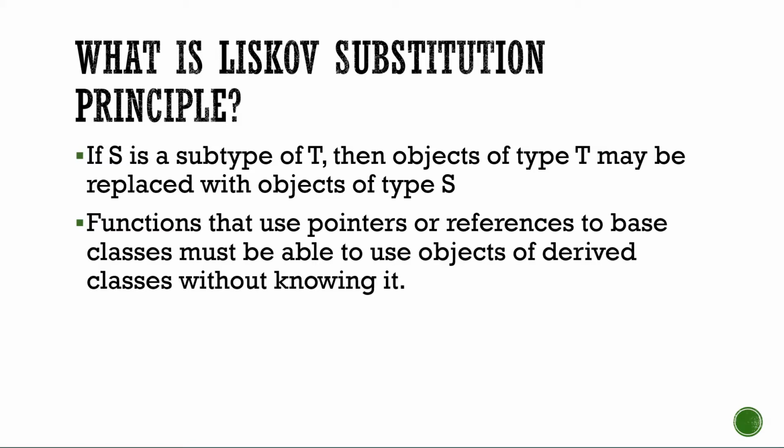The formal definition is, if S is a subtype of T, then objects of type T may be replaced with objects of type S. In simple terms, functions that use pointers or references to a base class must be able to use objects of derived classes without knowing it.